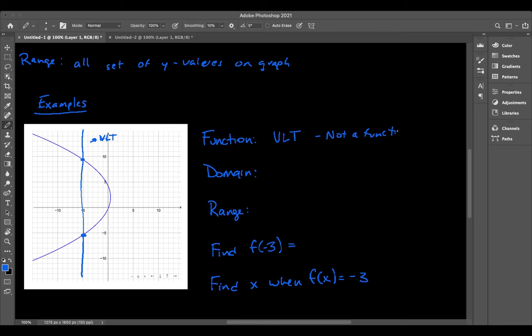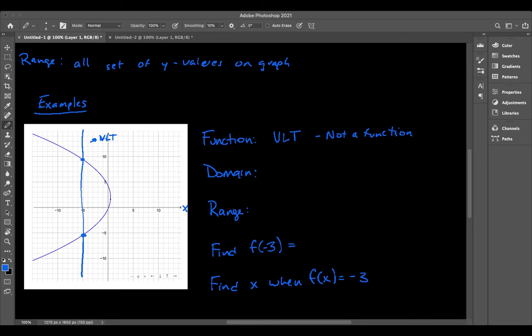That's all you have to do for the vertical line test. Next one is domain. Now this is where it gets hard. Domain is all the set of x values on the graph. So let's look at it here. If this is all the x values on the set, where does it stop? Where does the graph stop on the x-axis?